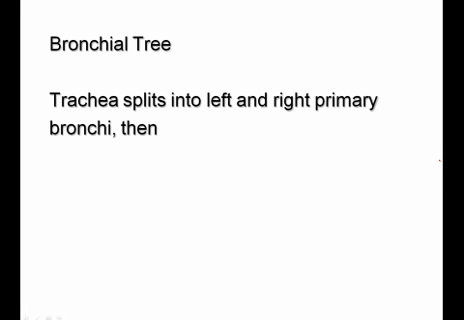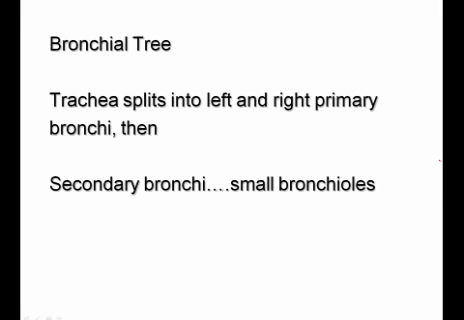The trachea forms part of the bronchial tree. It's going to split into the left and right primary bronchi. These are going to go to the left and the right lung respectively. Then those primary bronchi are going to split into secondary bronchi, and then these just continue to split into smaller and smaller passageways. This is what will conduct the air into and out of the lungs.